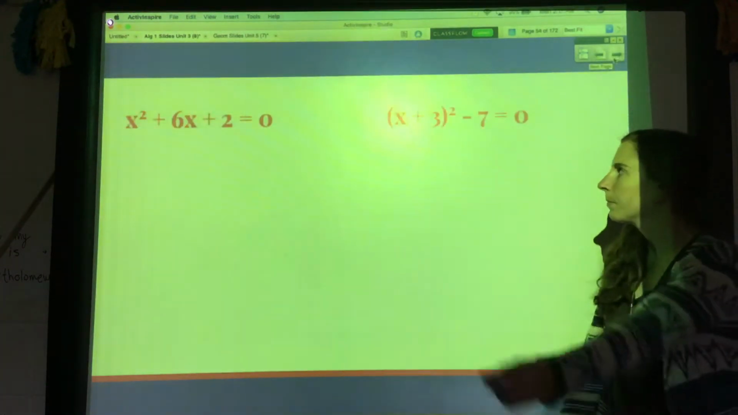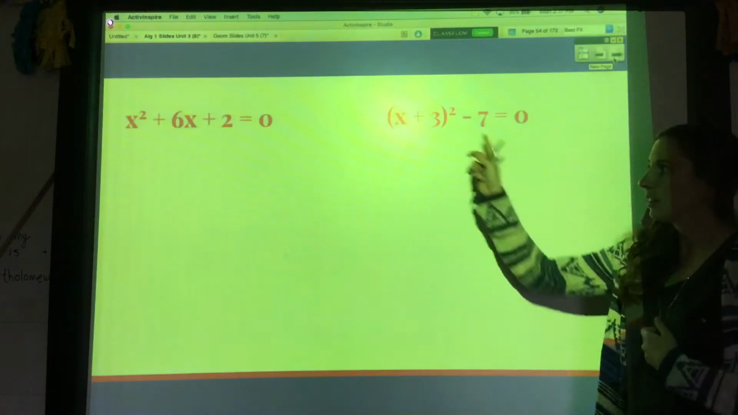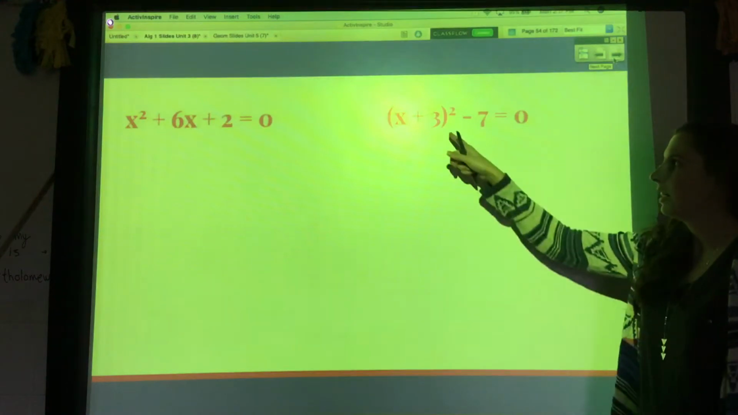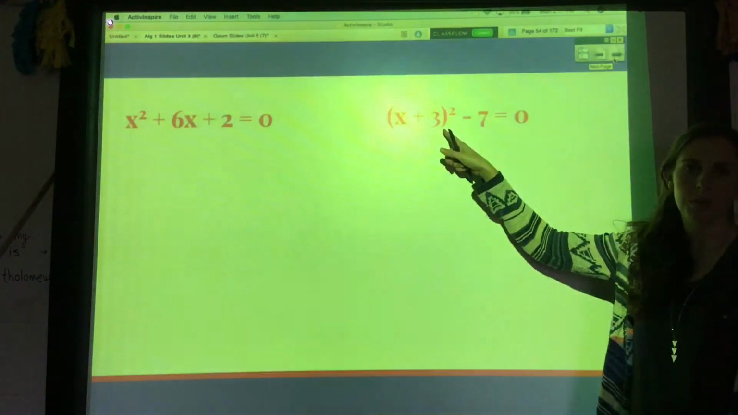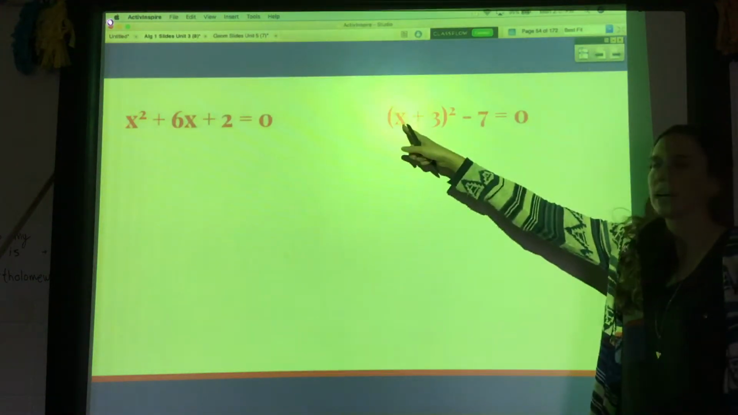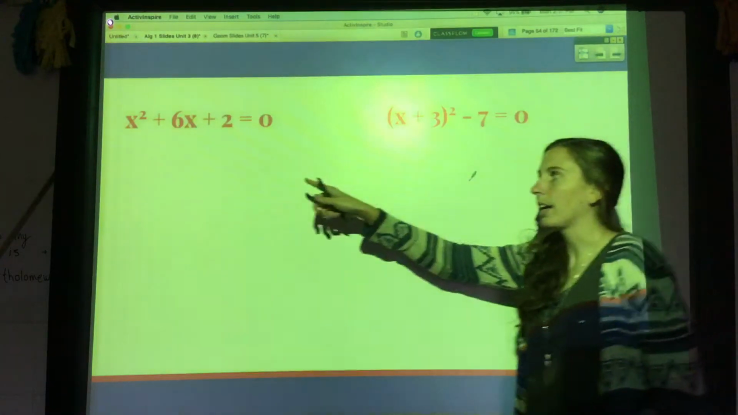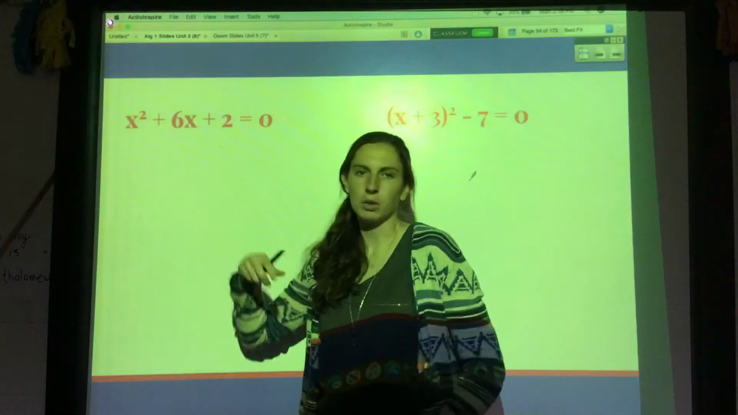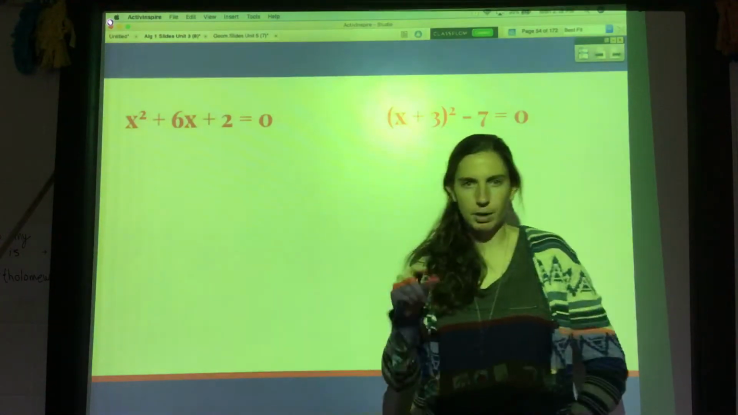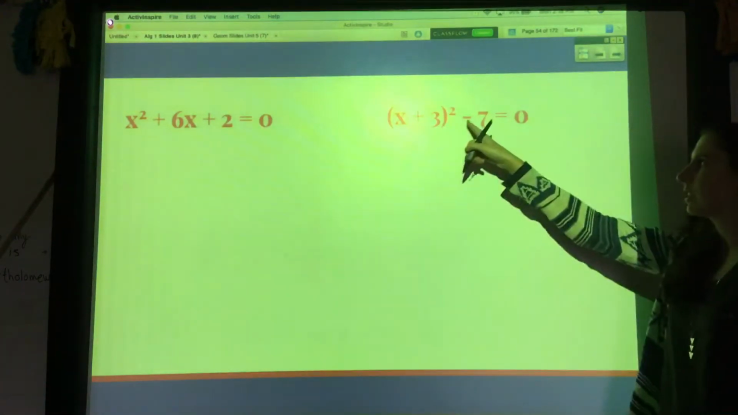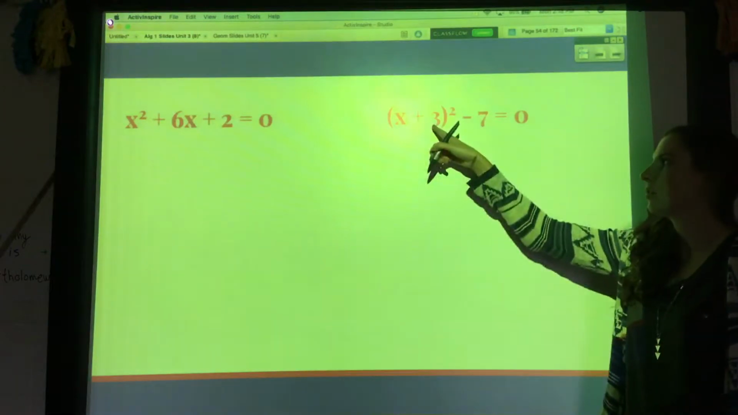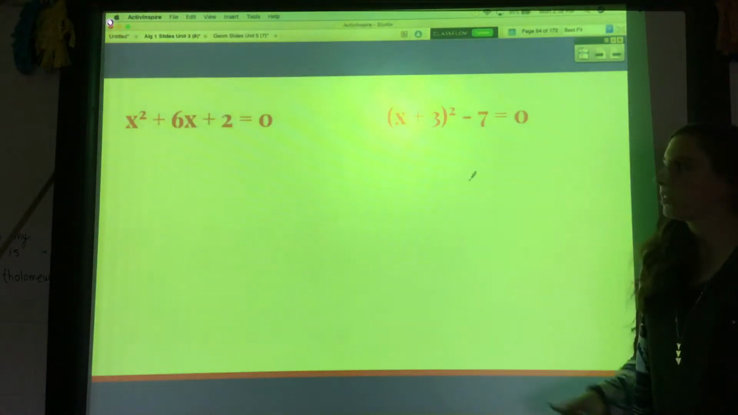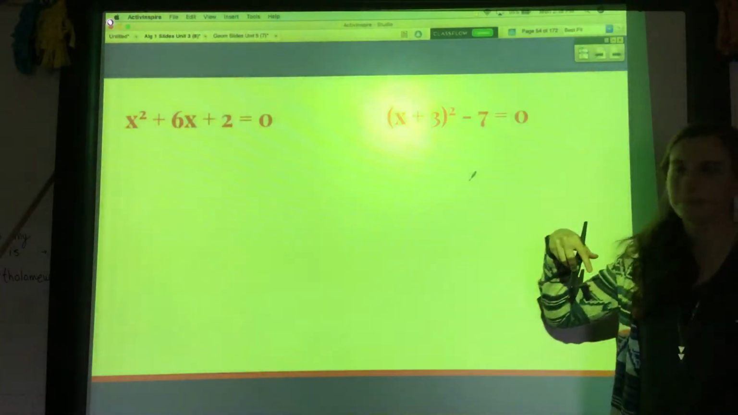For example, look at these two equations here. This one I could solve with the square root method because it only has the one x. This one I could not solve with the square root method because I couldn't get both of those x's by themselves. I have to get x by itself. This one I would just add 7, square root, and then subtract 3, and I would have x by itself. Fun fact, these are the same equation.